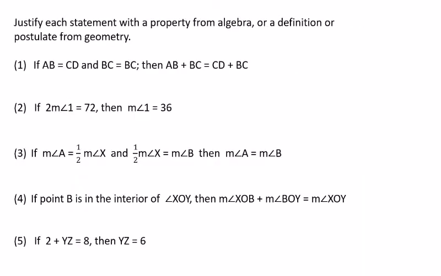All right, so let's use those properties in some of these examples. So we're given a statement here, and we're asked to justify each statement with a property from algebra or a definition or postulate from geometry. So in some of these we'll have multiple things. Like here, this is the reflexive property of equality, BC equals BC.